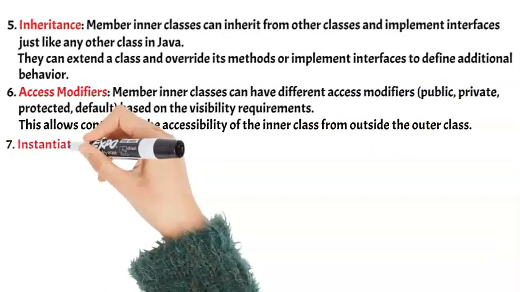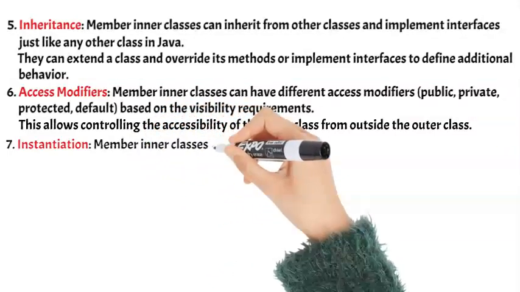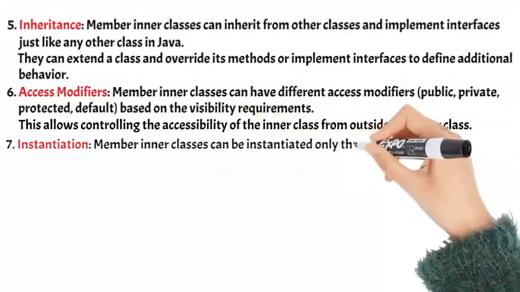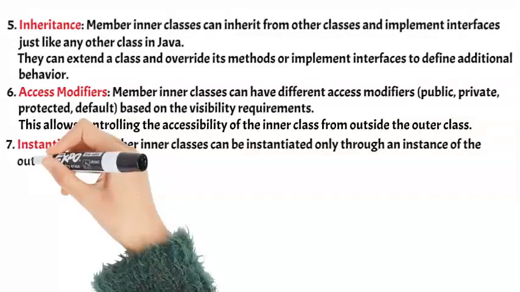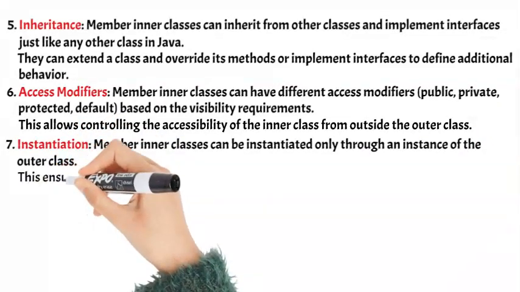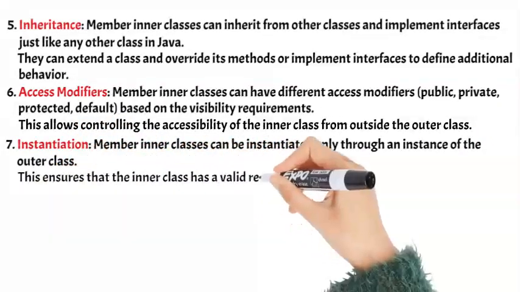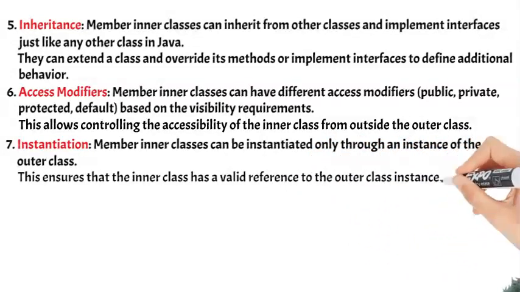7. Instantiation. Member inner classes can be instantiated only through an instance of the outer class. This ensures that the inner class has a valid reference to the outer class instance.